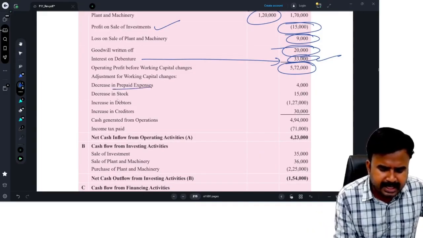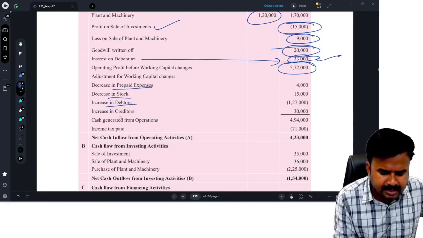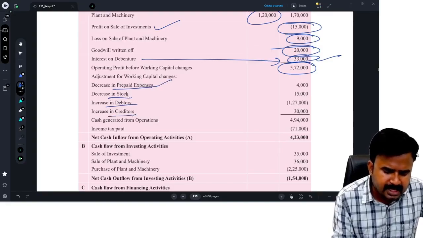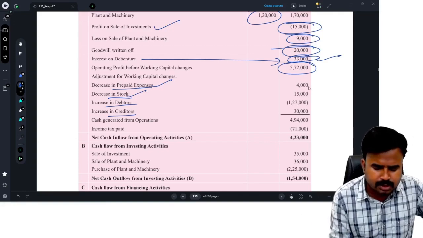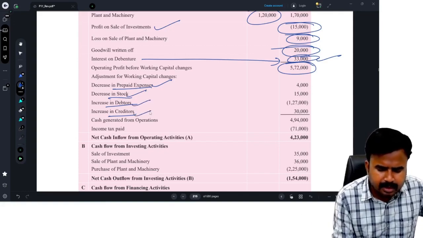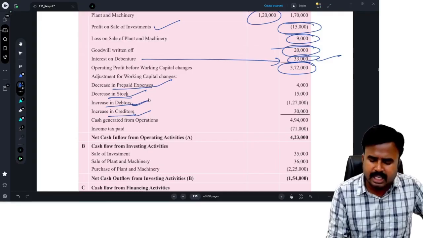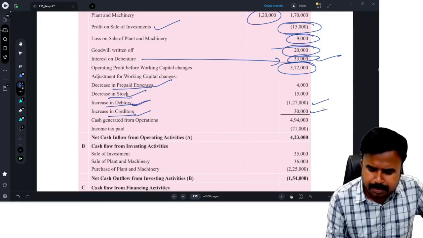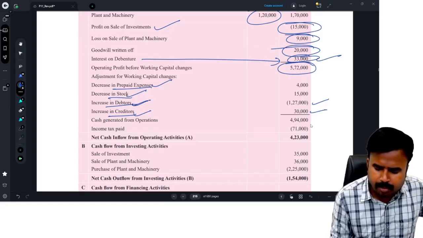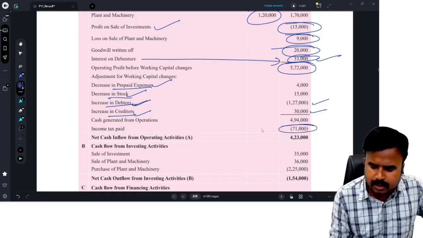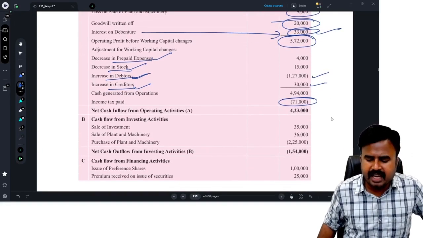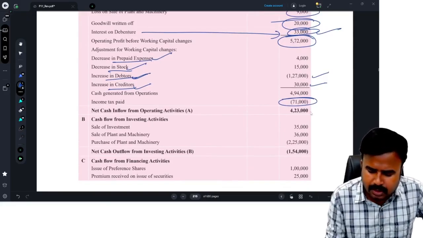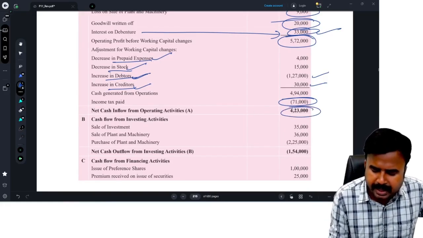Prepaid expenses were decreased, stock is decreased, debtors is increased, creditors were increased. See, decrease in prepaid expenses, decrease in stock, increases cash balance, positive. Increase in debtors reduces cash balance, minus. Increase in creditors increases cash balance, plus. We got cash generated from operations. Income tax paid is 71,000. By preparing provision for tax account, you'll get payment of tax of 71,000. I'll get net cash flows from operating activities.